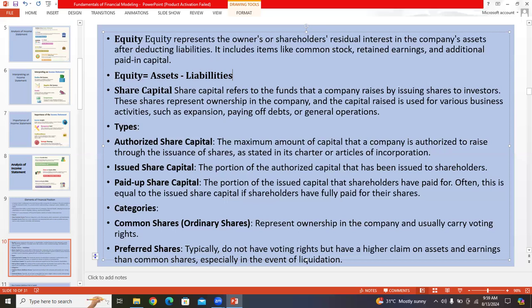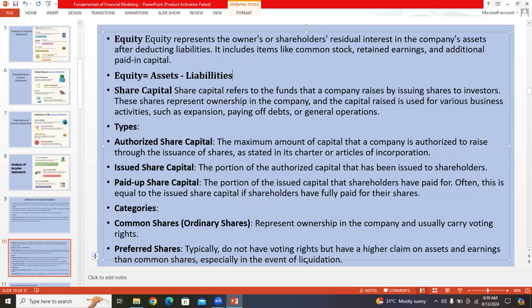Categories. First of all, you understand what equity is. You understand how your accounting equation relates to equity. You understand what share capital is. You understand that there are some types of capital. Now you have some categories: how many types of common shares, or you can say share capital, have been introduced.